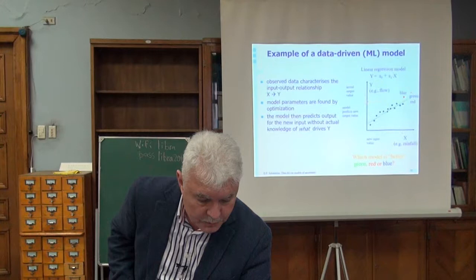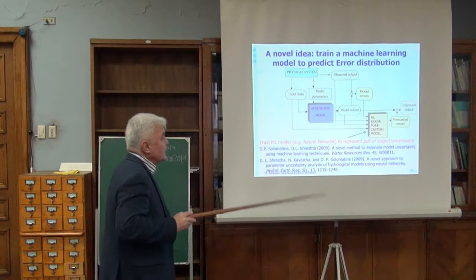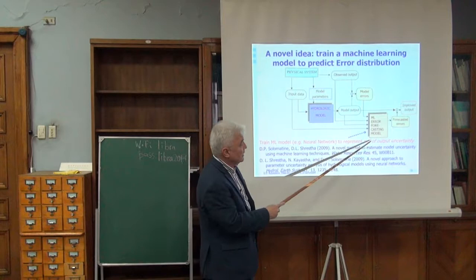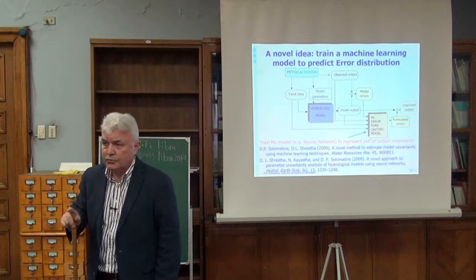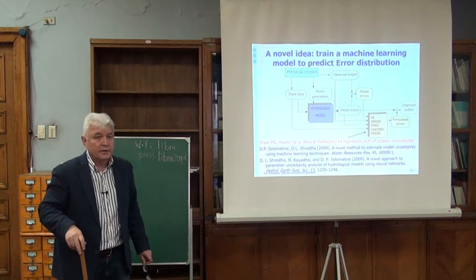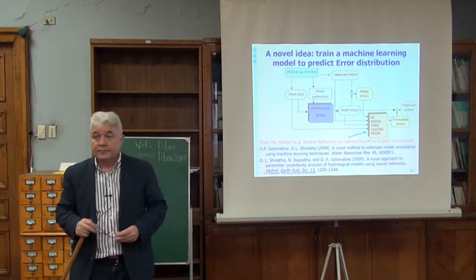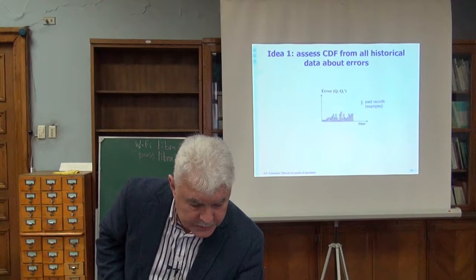And what we do, so when I just explained to you, we have an error corrector here, right? A neural network error corrector, but in this approach, which is published in Water Resources Research 2009 with Shrestha and earlier in the Neural Networks journal, what we do is this. This model will not forecast the error itself. This model will forecast the quantiles.